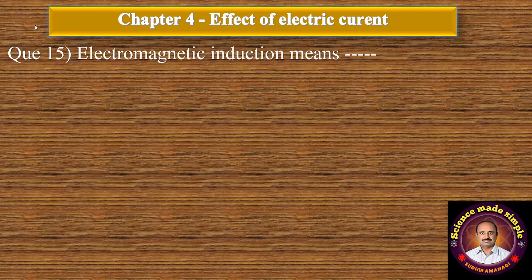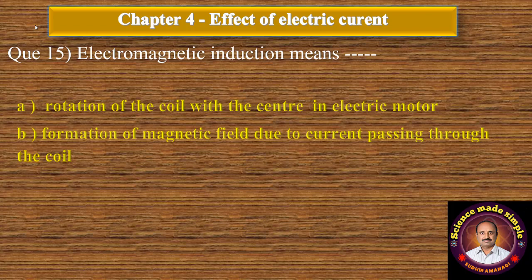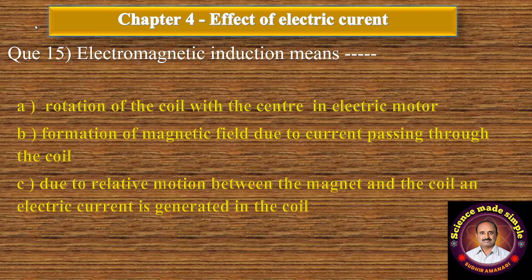Question number 15. Electromagnetic induction means dash dash. A option, rotation of the coil with the center in electric motor. B, formation of magnetic field due to current passing through the coil. C option, due to relative motion between the magnet and the coil, an electric current is generated in the coil. And D option, charging in good conductor. Option C is the correct answer. Electromagnetic induction means due to relative motion between the magnet and the coil, an electric current is generated in the coil.